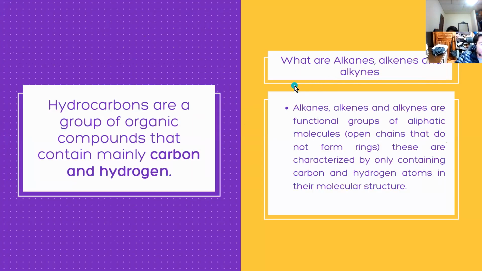What are hydrocarbons? Hydrocarbons are a group of organic compounds that contain mainly carbon and hydrogen. What are alkanes, alkenes, and alkynes? Alkanes, alkenes, and alkynes are a functional group of aliphatic molecules, open chains that do not form rings. These are characterized by only containing carbon and hydrogen atoms in their molecular structure.